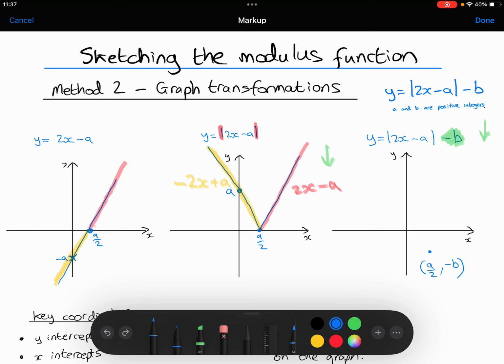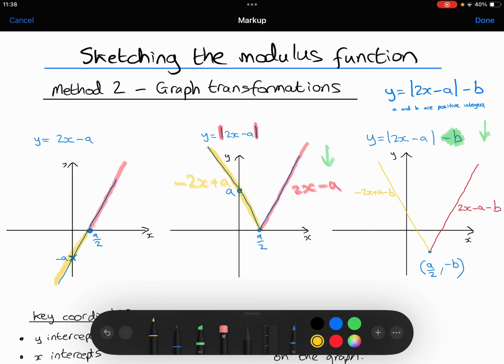Anyway, the red part of the graph that was unaffected by the modulus before, that's going up here like this. That's now got an equation. It had 2x minus a before, and we've just subtracted b from that. And then we had the yellow part of the graph that's going to be going up like this. That did have equation minus 2x plus a before, and we've just subtracted b from that.